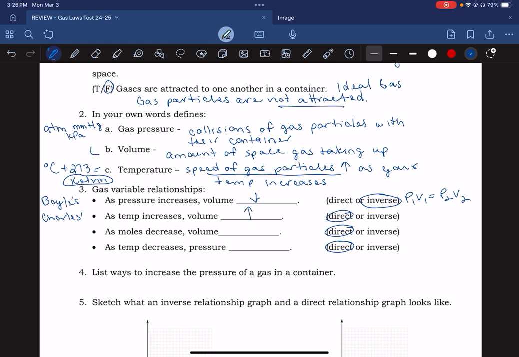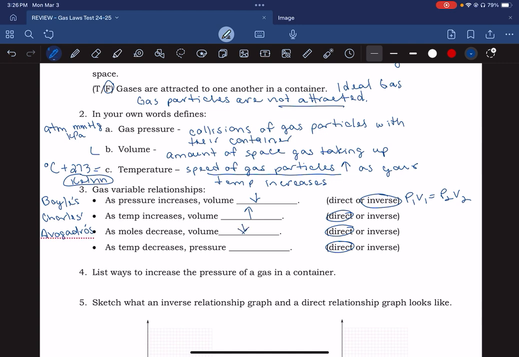And then over here, now we're talking about moles decreasing in volume. So moles and volume was Avogadro's law. And again, that is going to be a direct relationship. So as moles decrease, volume must also decrease.